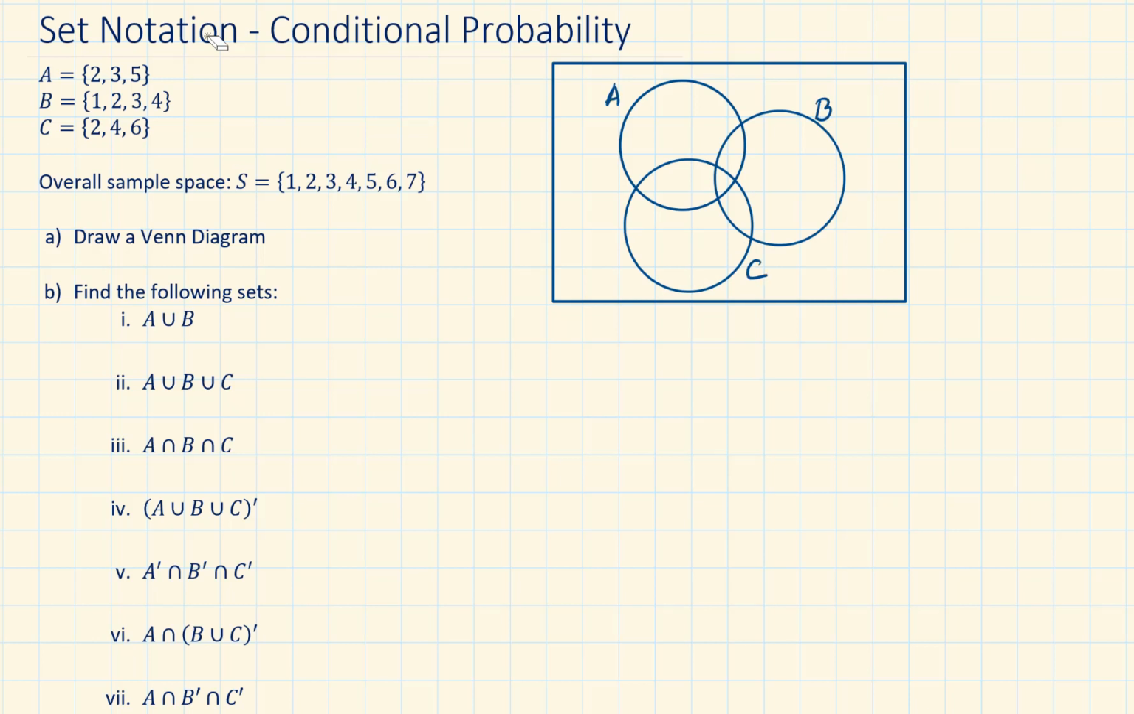Looking at the first element of A, we can see that 2 is included in all of these three sets given, A, B, and C. So we will write our 2 in the middle where the overlap of the three circles are.